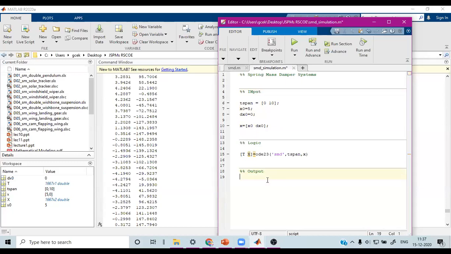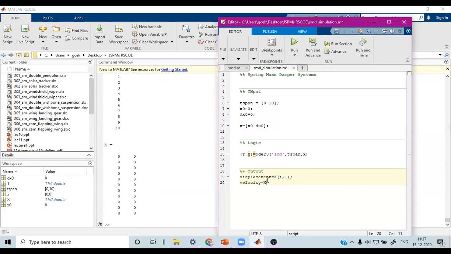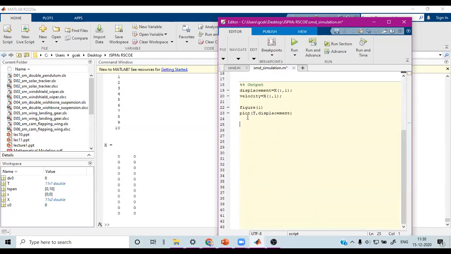Same, we are separating the entire column from the basic matrix, and velocity equal to x. Then I'm going to plot it, first figure, then plot time versus displacement, then I can say x label, time in second, then y label, displacement in mm, maybe.